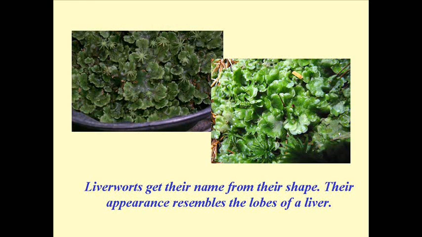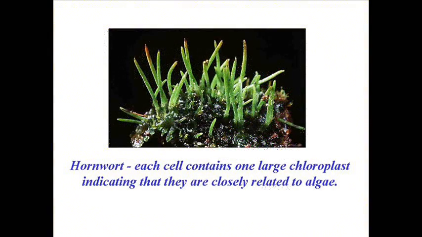That's why you see mosses near ponds in damp areas. Okay, the liverworts, sounds like a funky name, but they get their name because their leaf shape is like that of a liver. And the hornwort, again, each one of these little horns that you see has one large chloroplast. These guys are probably not far removed from the algae.